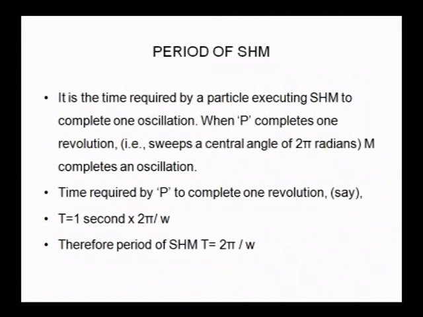The time required for P to complete one revolution is the time period capital T, which is equal to 1 second into 2 pi by omega, because we know omega is equal to angular displacement by time. So, time is equal to angular displacement by omega. We get it as 2 pi by omega seconds. So, the time period of simple harmonic motion is 2 pi by omega, where omega is the angular velocity of the particle executing simple harmonic motion.